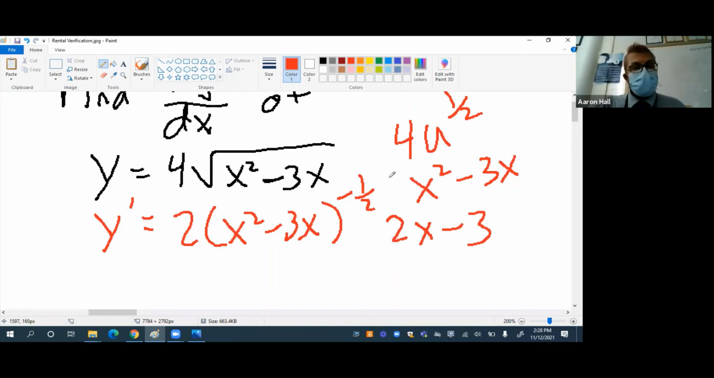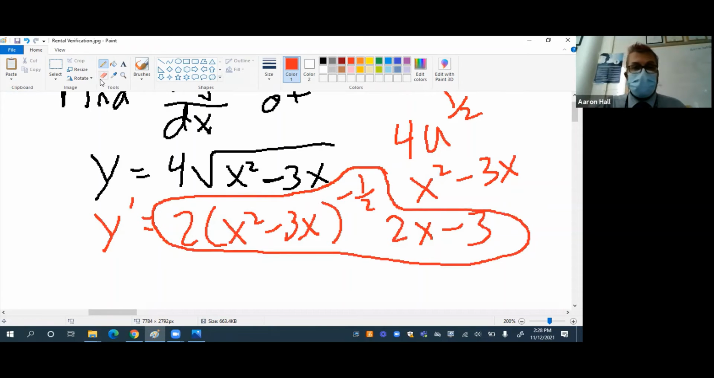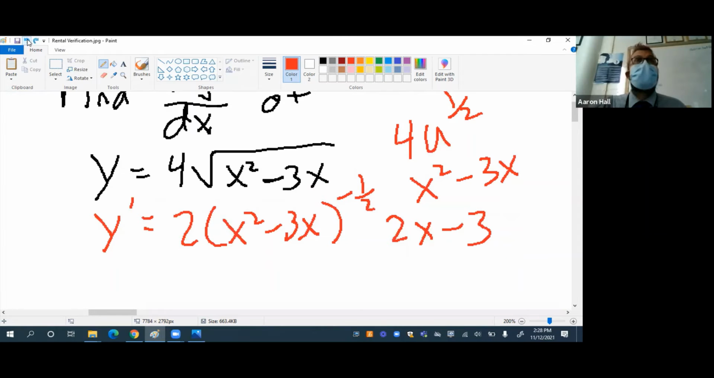Are you guys okay with this? What's wrong with it? Isn't it the derivative of the inside function times the derivative of the outside function? Am I multiplying by the derivative of the inside function? Don't I need parentheses? I need parentheses, otherwise it's wrong.